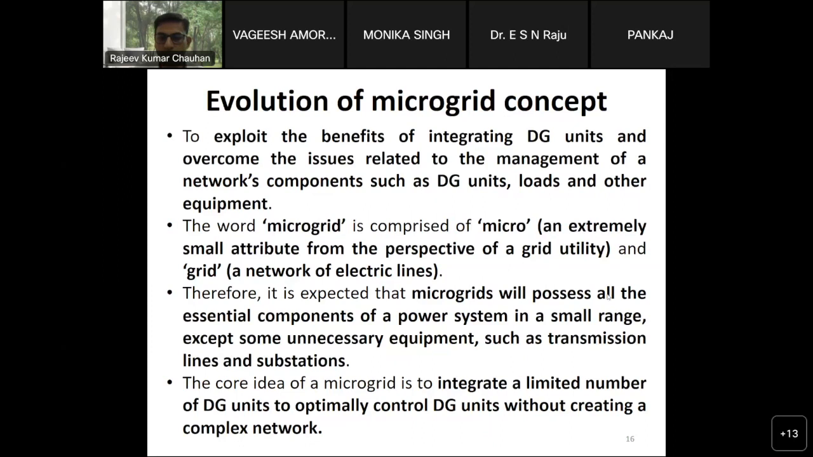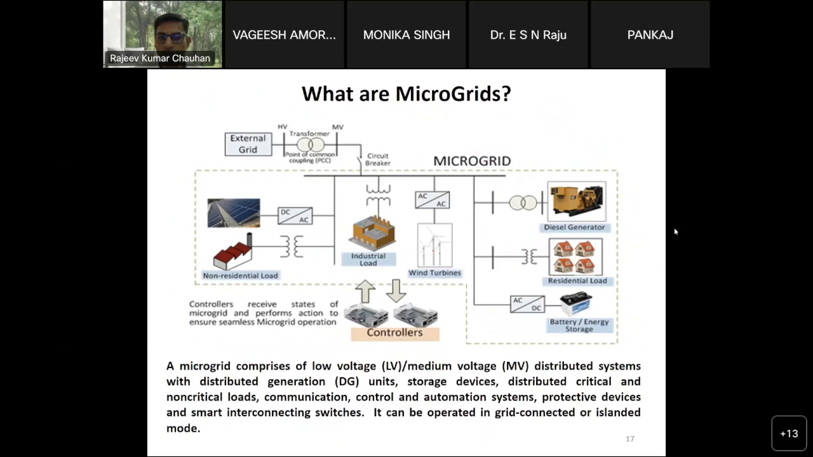And you will also have the control of all the DC units, without creating any complex network. So this is what microgrids are.